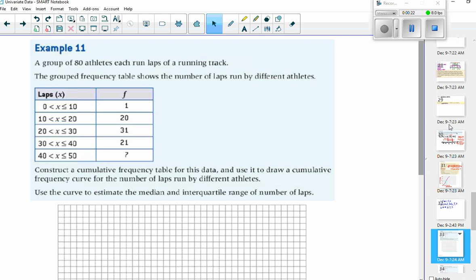And then we're going to use that in turn to draw a cumulative frequency curve for the number of laps run by the different athletes. And then we're going to use that curve to estimate the median and interquartile range, a little bit of what we were talking about yesterday.